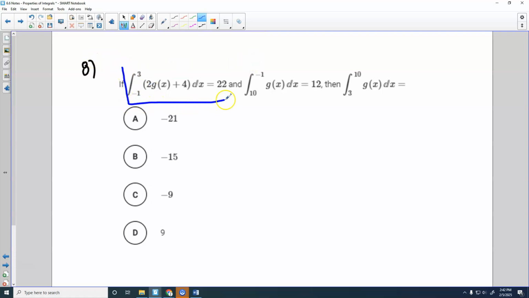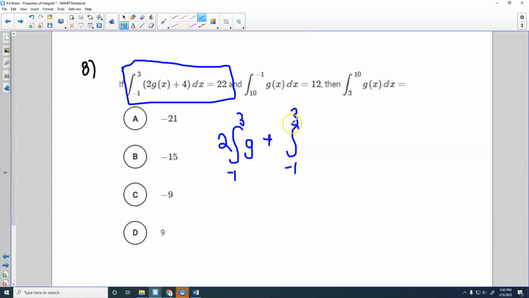So let's start with this complicated stuff over here. I really need to know just what the integral of g of x is, because over here they're only asking me about g of x. So I need to break this apart some. So this stuff would look like this. I'd have 2 times the integral from negative 1 to 3 of g, I'm just going to write a g right here because I can't write very quickly, plus the integral from negative 1 to 3 of 4. And that's supposed to equal 22.